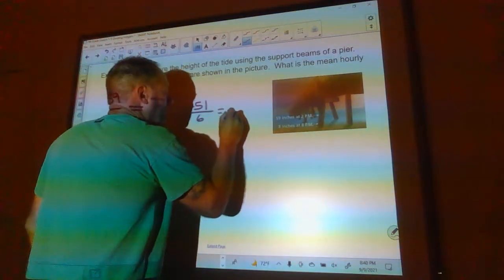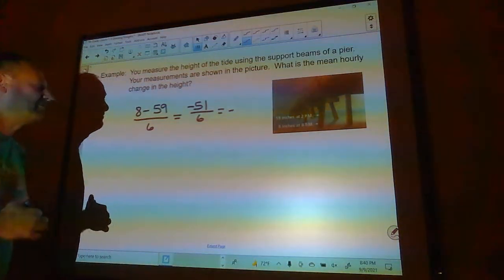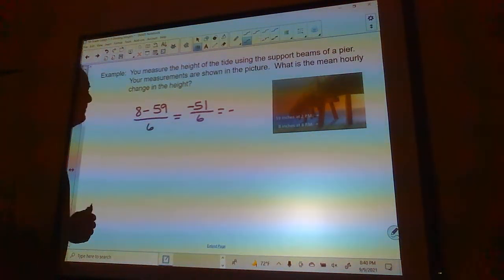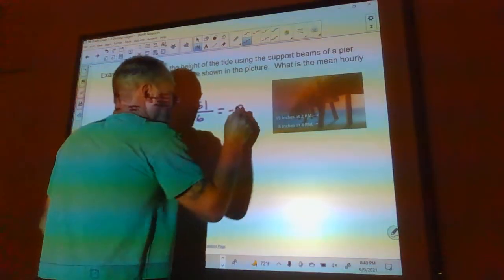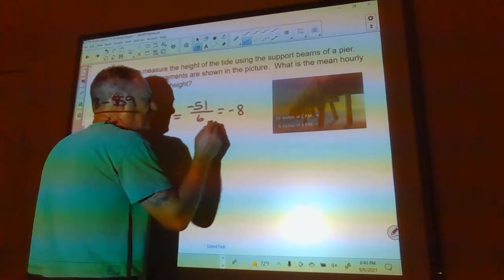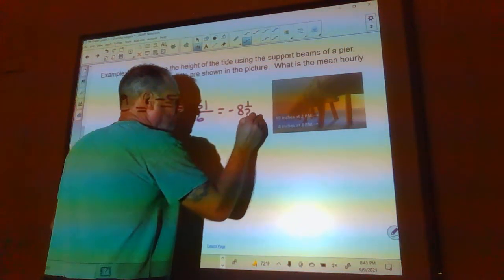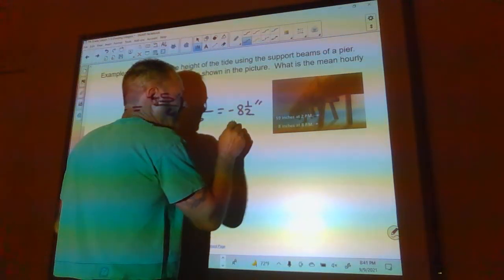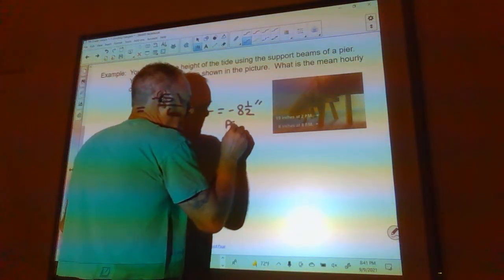Okay, so 6 will go into 51, let's see, 8 times. That's 48. That means there's 3 more, so 3/6 would be 1/2. So this is going down 8.5 inches per hour.